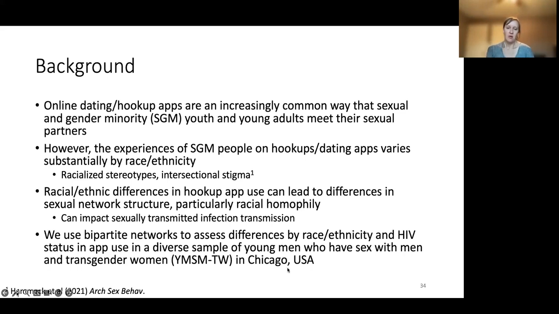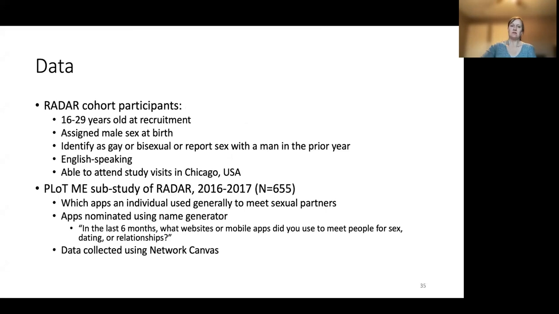So we use bipartite networks to assess differences by race, ethnicity, and HIV status in app use in a diverse sample of young men who have sex with men and transgender women in Chicago. So the data are from the RADAR cohort, which is young men who have sex with men and transgender women, 16 to 29 at recruitment, who identify as gay or bisexual, or report sex with a man in the prior year. They need to be English speaking and able to attend study visits in Chicago.